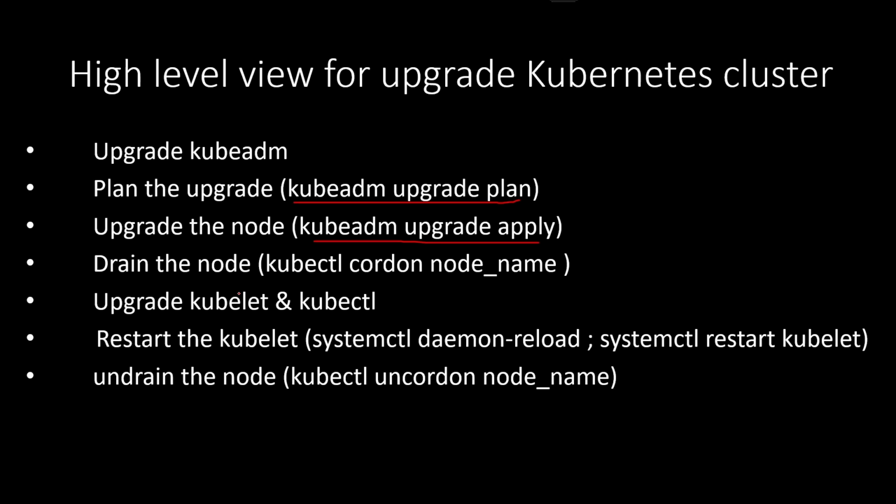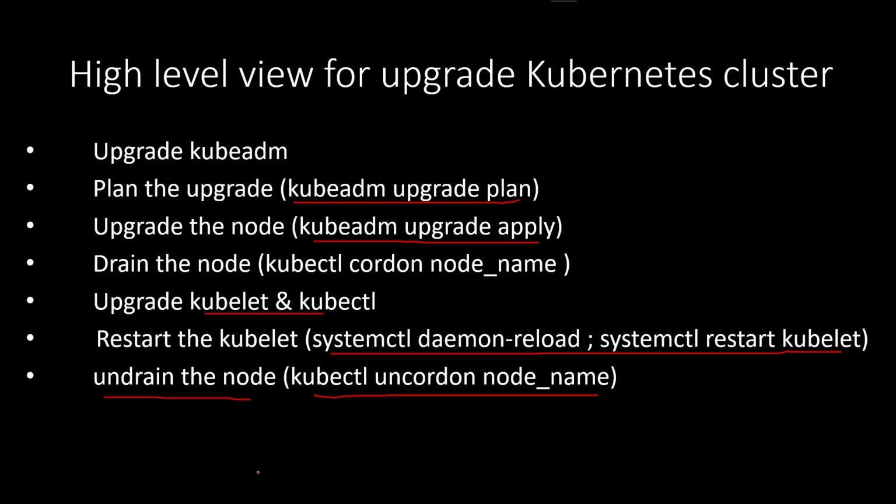For upgrading kubectl and kubelet, first we need to drain the node. It means removing the pods from the node. Kubernetes will create a new pod on another node automatically. You don't need to worry about this. Then we need to upgrade the kubelet and kubectl. After that, we need to restart the kubelet service. These are the two commands. Lastly, we will execute the command to undrain the node, that is kubectl uncordon and then the node name. It means that now the Kubernetes scheduler can create new pods on this node.